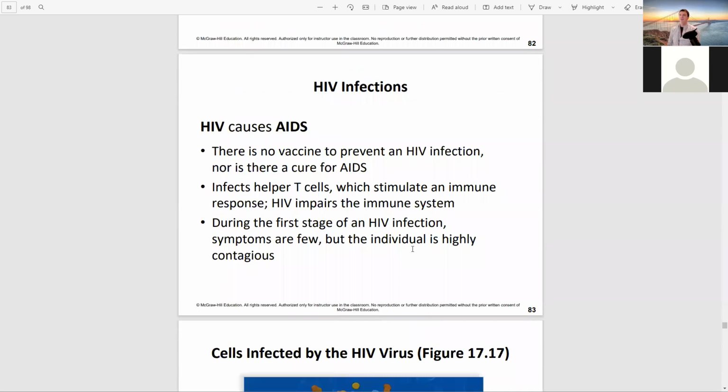HIV infections. So HIV causes AIDS. There is no vaccine to prevent an HIV infection, nor is there a cure for AIDS. It infects helper T cells, which stimulate an immune response. HIV impairs the immune system. During the first stage of an HIV infection, symptoms are few, but the individual is highly contagious.